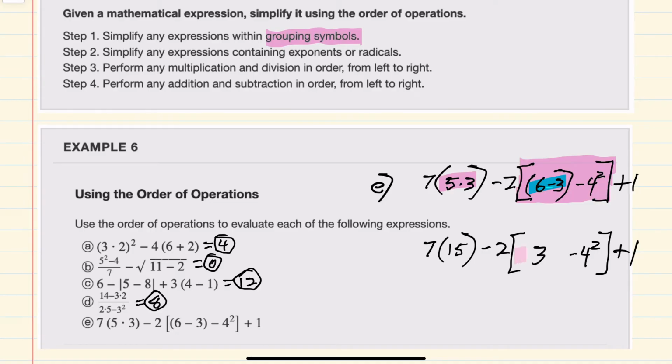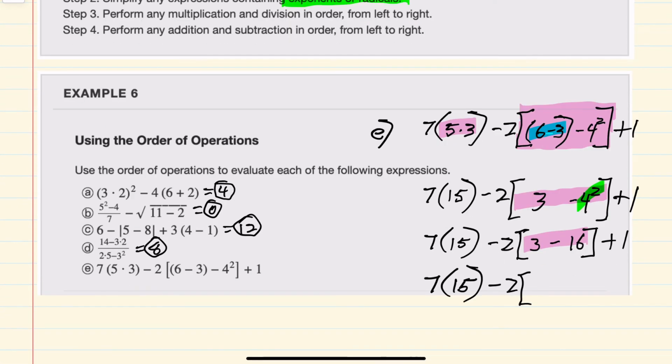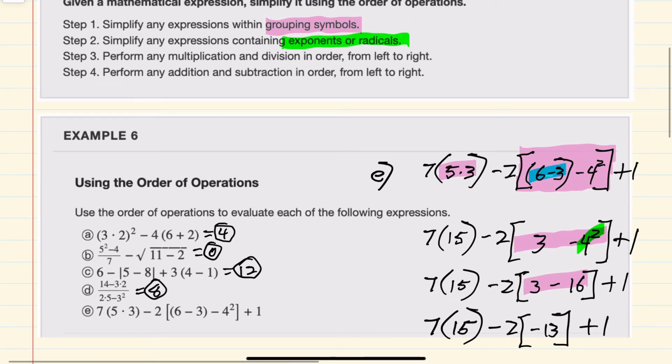And since I still have a grouping symbol here with the larger brackets, after grouping symbols, I move on to exponents and radicals. And I do have an exponent here. So I can simplify the 4 squared as just 16. And now with just one operation in the brackets, 3 minus 16 would be our negative 13. We have evaluated all of the grouping symbols. There are no more exponents.